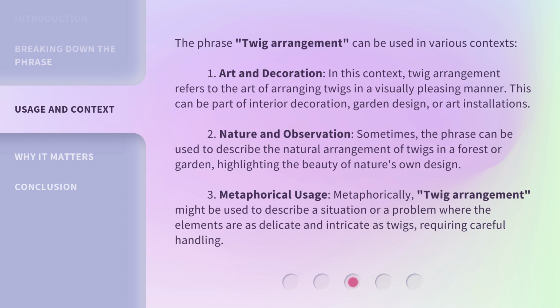2. Nature and observation. Sometimes, the phrase can be used to describe the natural arrangement of twigs in a forest or garden, highlighting the beauty of nature's own design. 3. Metaphorical usage. Metaphorically, twig arrangement might be used to describe a situation or a problem where the elements are as delicate and intricate as twigs, requiring careful handling.